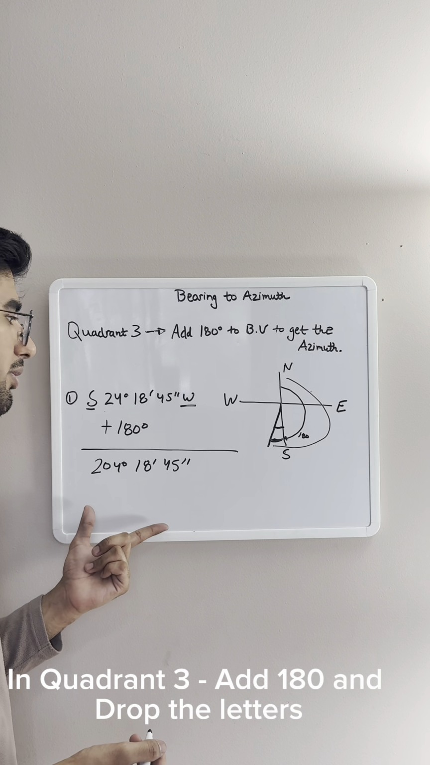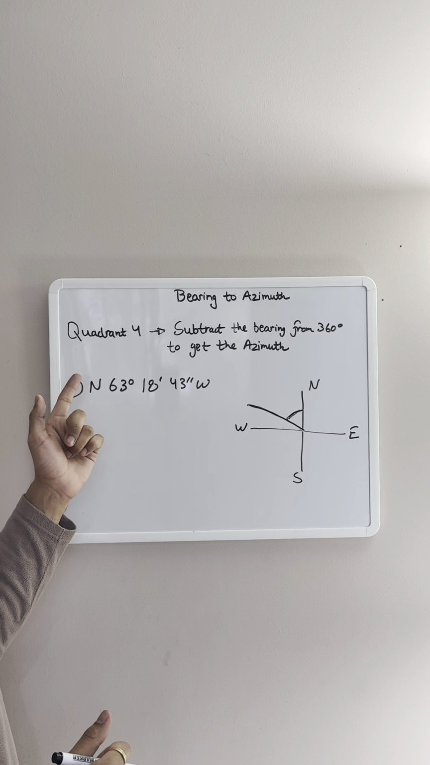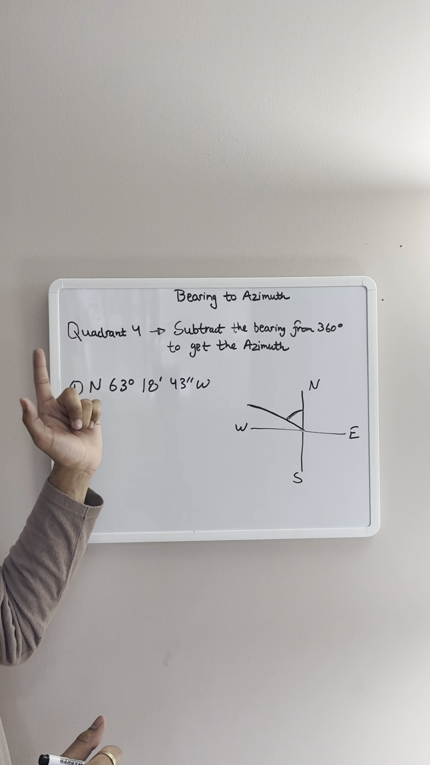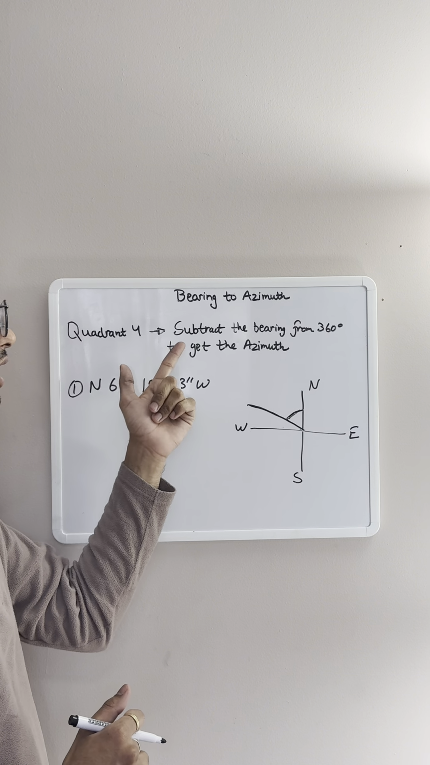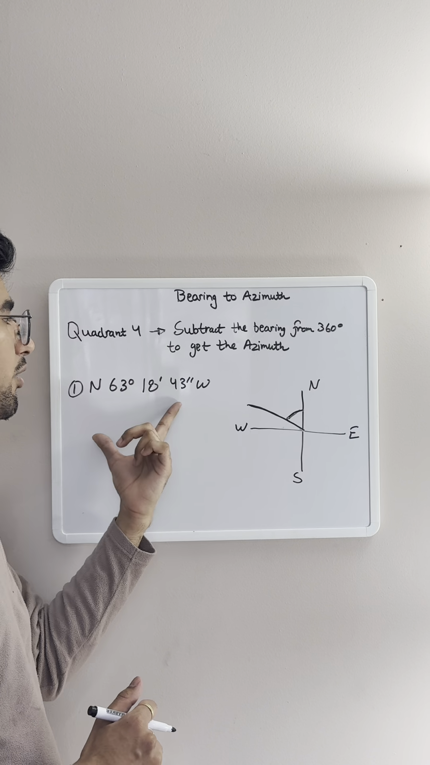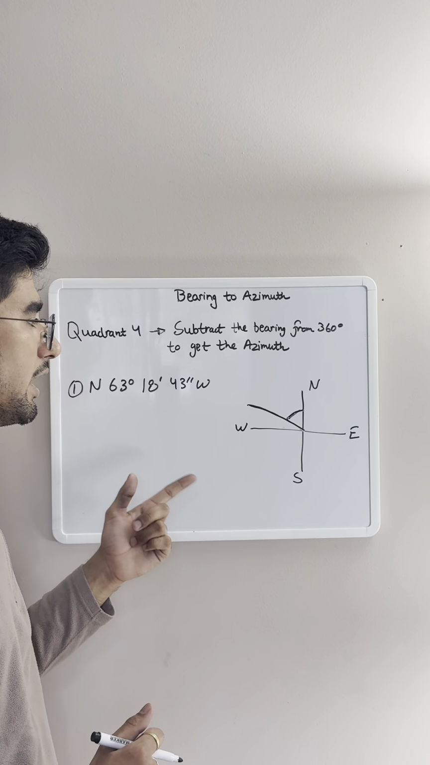That's so simple. Moving forward, we will see how to convert the line from bearing to azimuth when the line is in quadrant 4. Basic info: we just subtract the given bearing value from 360, and we drop the letters, and we get the azimuth.